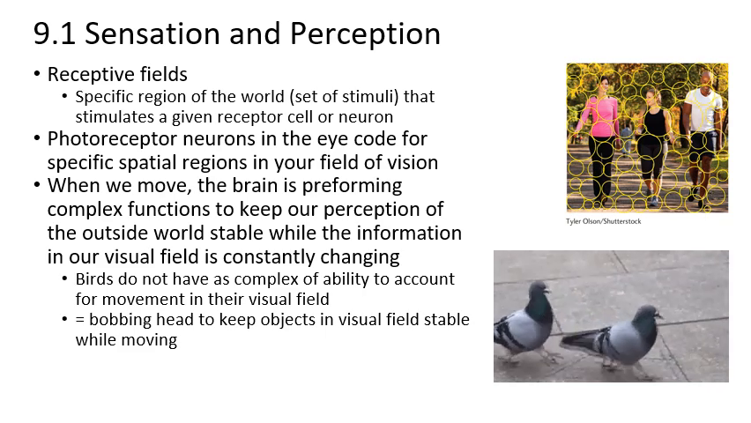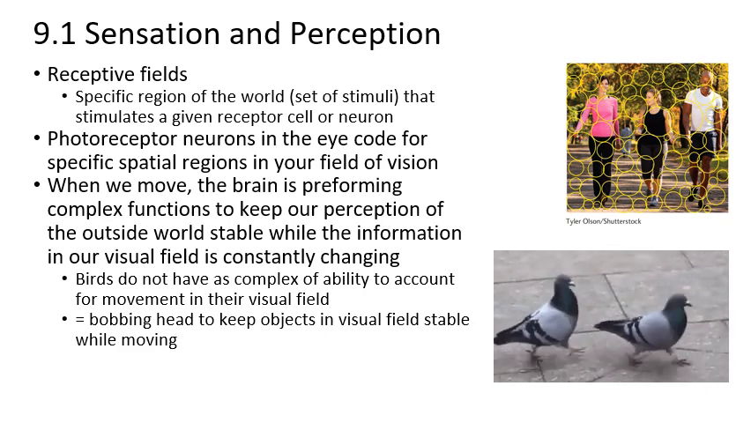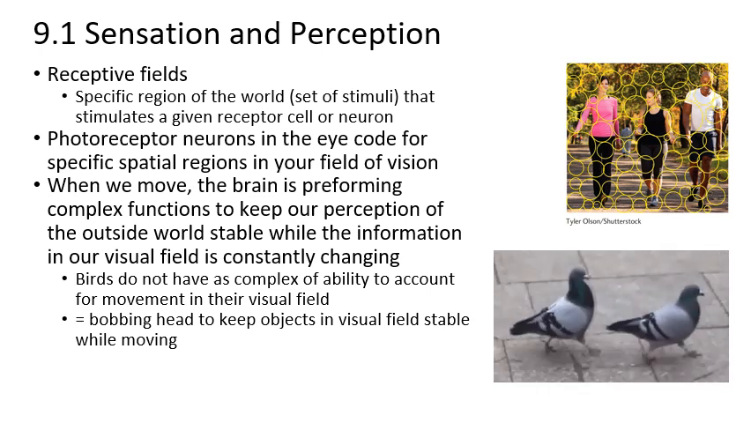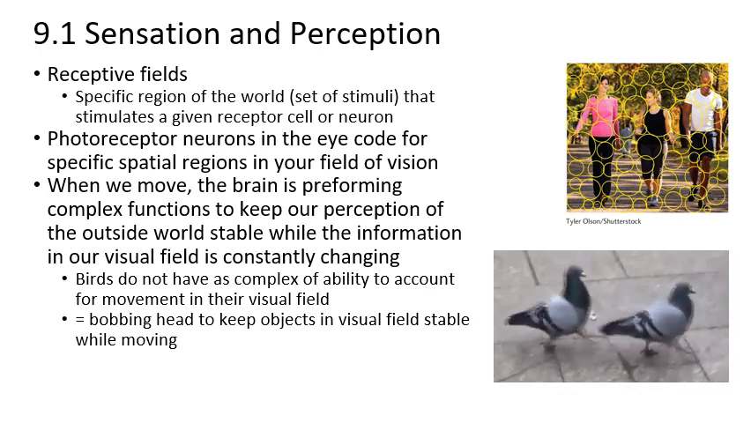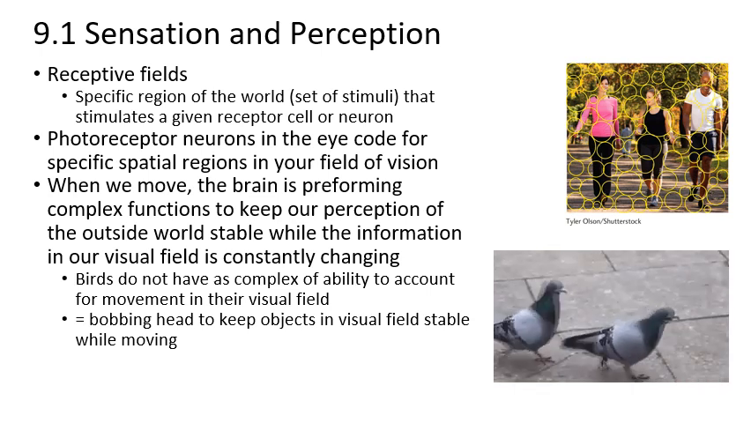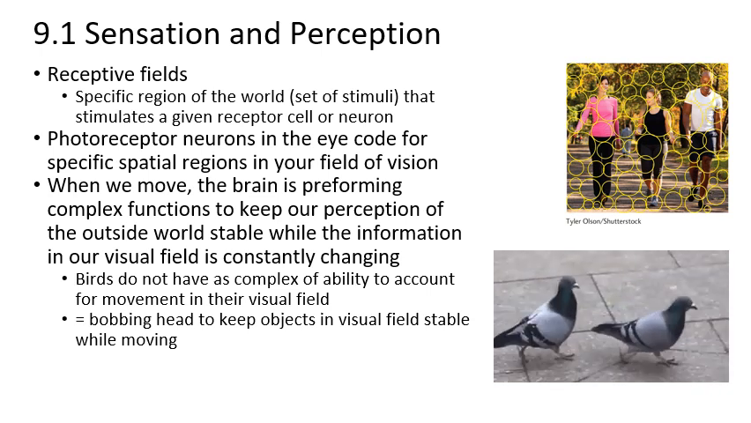And this is just one example of the visual system being tricked, and the complexity of keeping us perceiving the world as it is, as opposed to incorrectly perceiving the world.